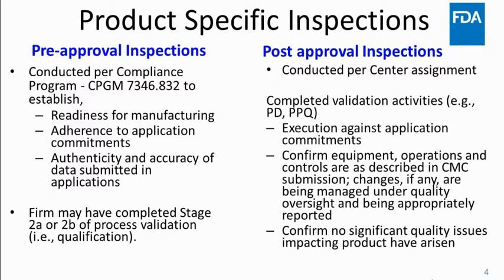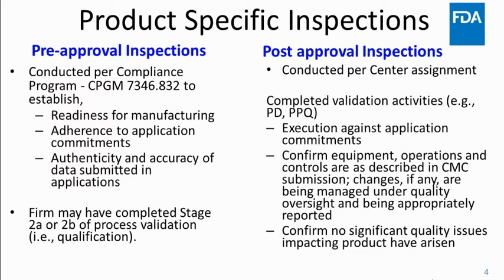So really, the three fundamental objectives outlined within the compliance program are to establish readiness for manufacturing. We want to be sure that every facility identified in the application is equipped, capable, and ready to manufacture the product as soon as approval is provided.